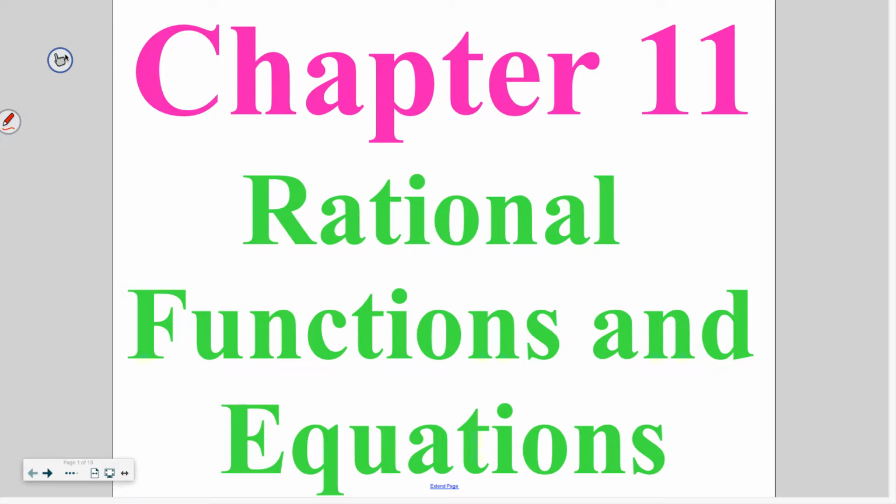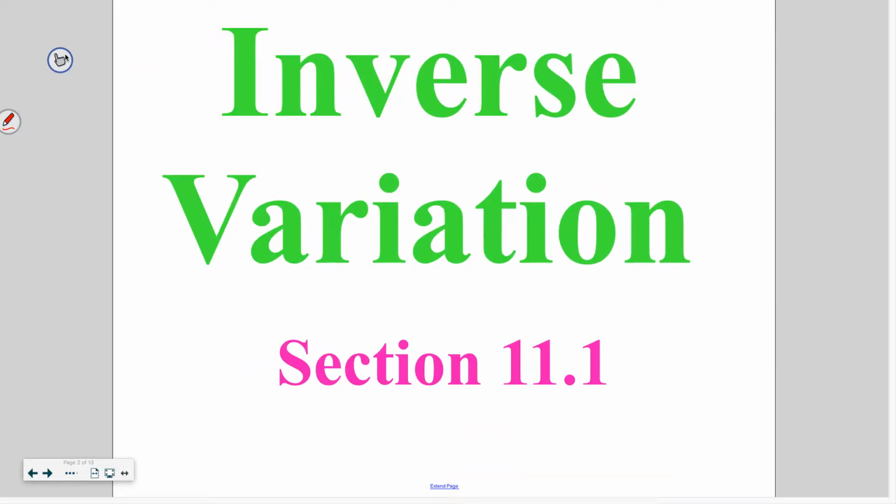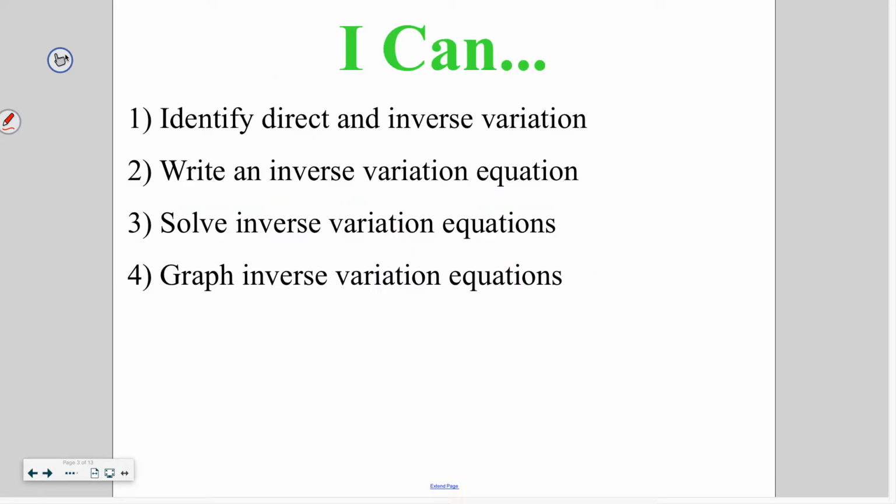Hello class, and welcome to chapter 11, which is about rational functions and equations. This first section is going to focus on inverse variation, which is section 11.1. By the end of today's lesson, you'll be able to identify the difference between direct and inverse variation, write inverse variation equations, solve those equations, and graph them.